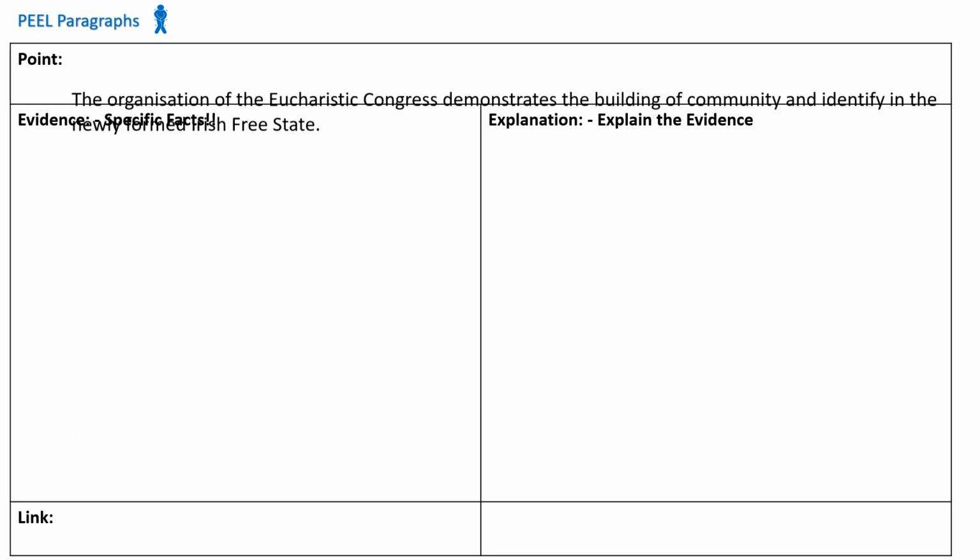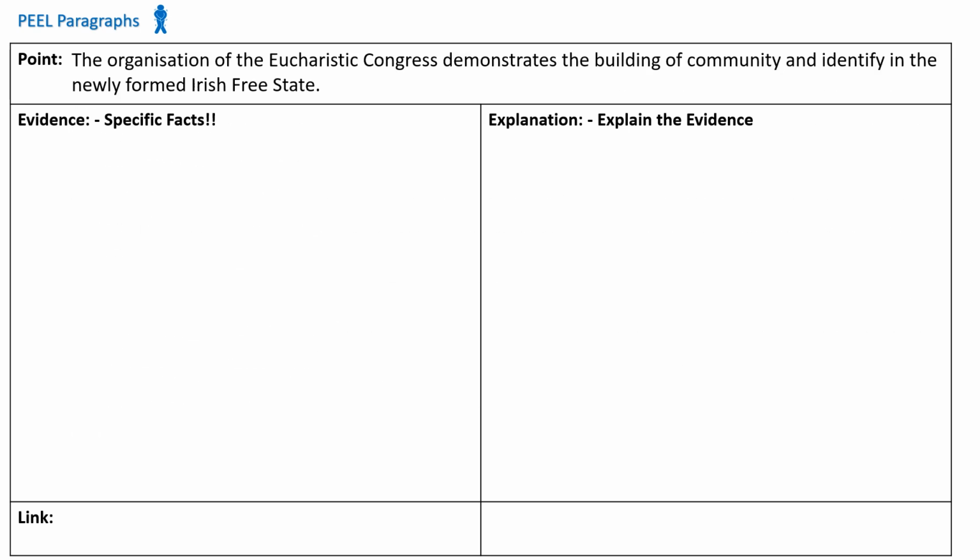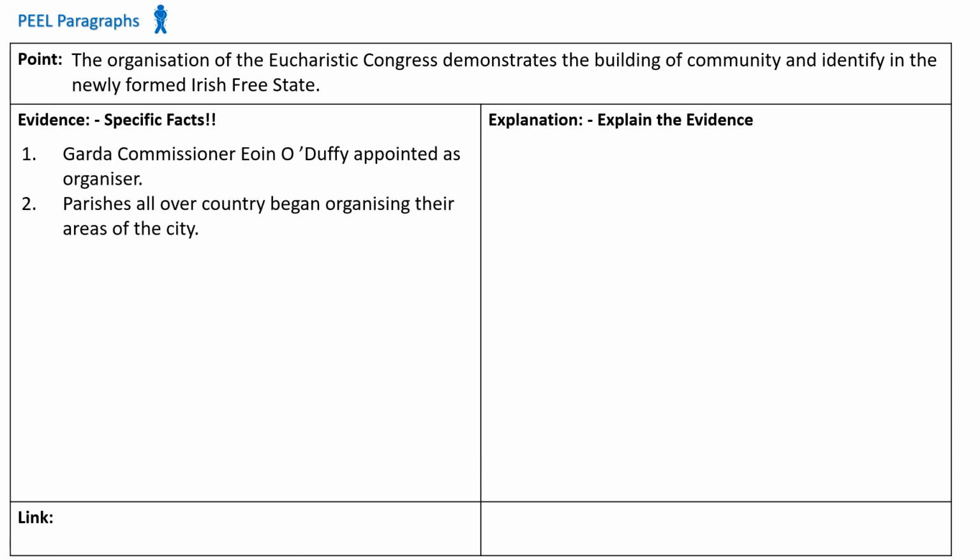So the point is that the organisation of the Congress demonstrates the building of community identity in the newly formed Irish Free State. Our evidence is: Garda Commissioner was appointed as organiser. Second thing was parishes all over the country began organising their areas. Third thing was the 1932 election was rearranged. And then fourth thing was Dubliners decorate the city. There are 4 pieces of evidence that we're going to need.